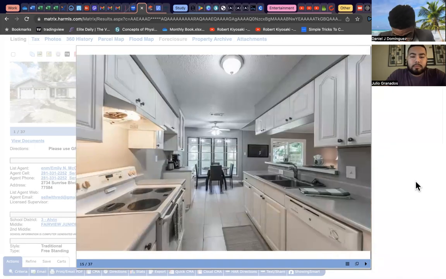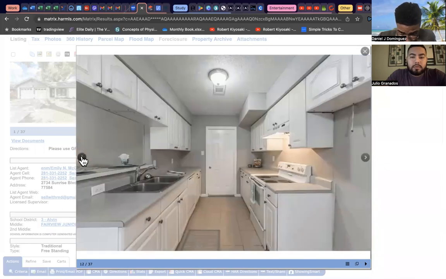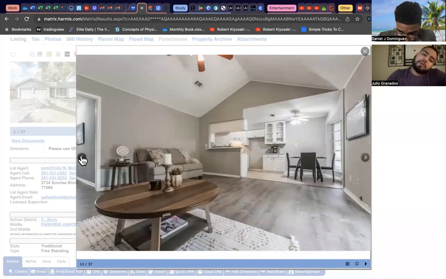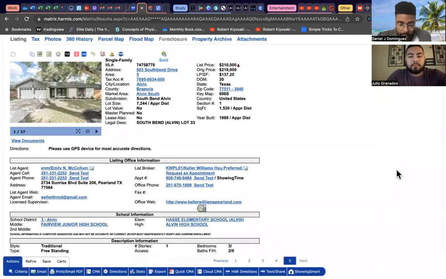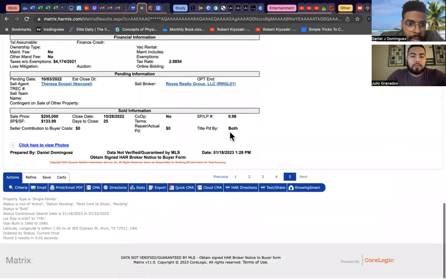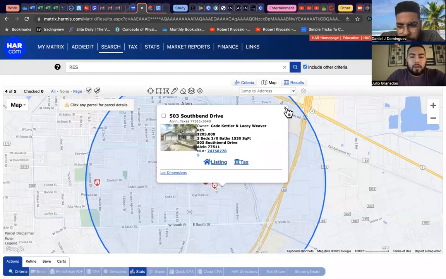All right, so with this one, I can tell you that they didn't really do that much work to it. Just painting and flooring, and it looks like they possibly did some bathroom work. And that's about it. All right, so 205. This one sold in 20 days, back in October. A little bit bigger.